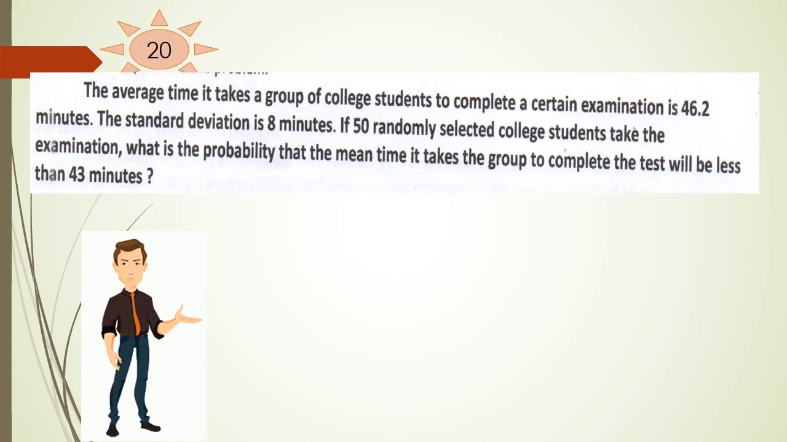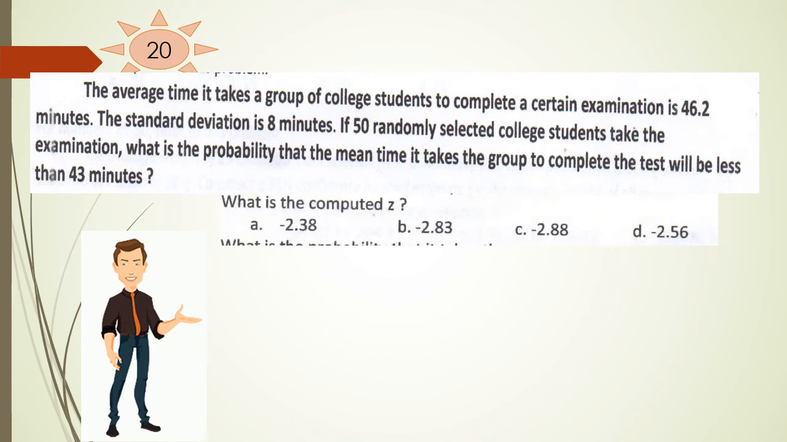Number 20. Same problem again, but what is the computed Z? A. Negative 2.38, B. Negative 2.83, letter C. Negative 2.88, or letter D. Negative 2.56.